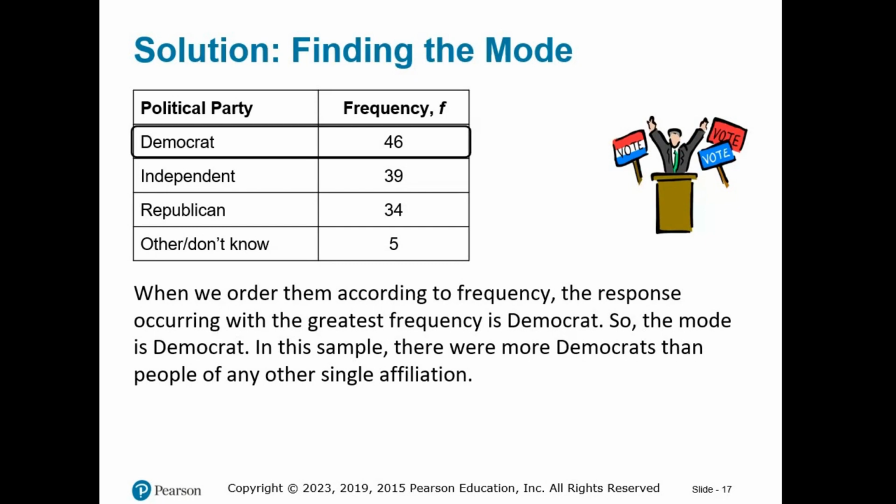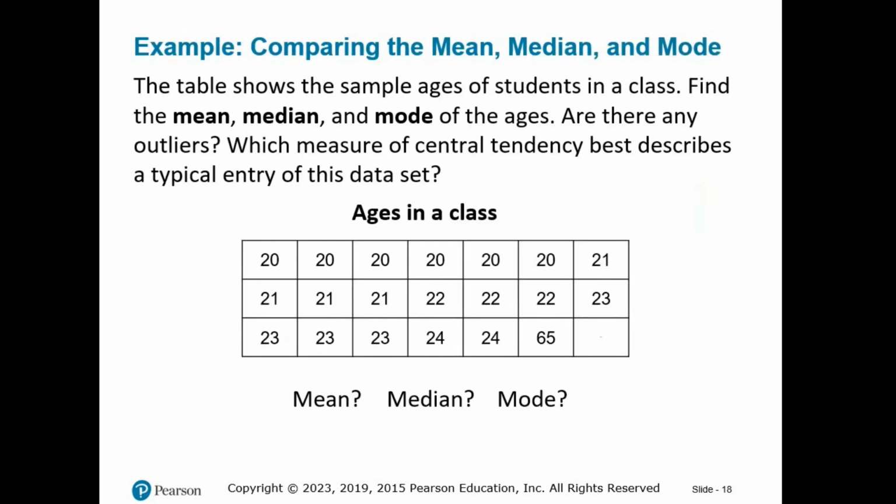Okay, time to do some on your own. Take a look at this table that shows sample ages of students in the class. Find the mean, median, and mode of the ages. Are there any outliers? Which measure of central tendency best describes a typical entry of this dataset?